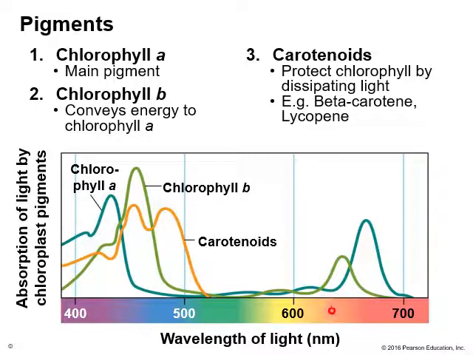So carotenoids give plants an orangish color, whereas chlorophyll A and B give plants a greenish color because they are reflecting green, but they're absorbing yellow, orange, red, and violet, indigo, and blue.